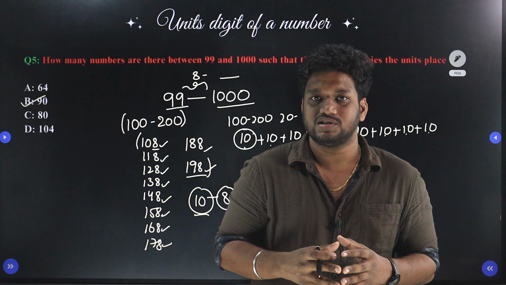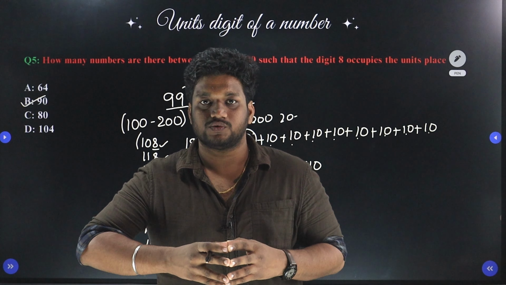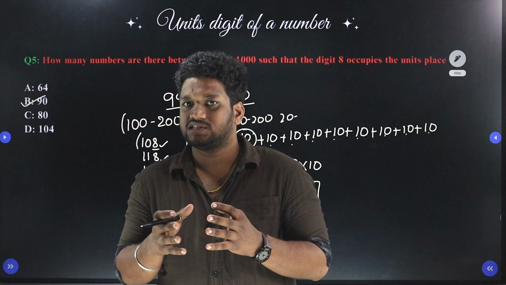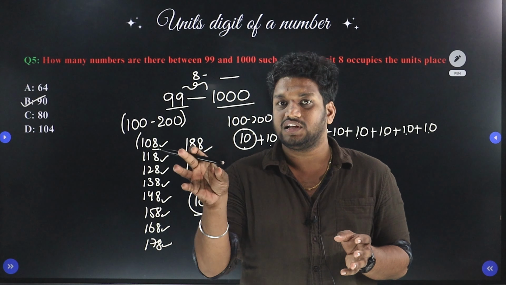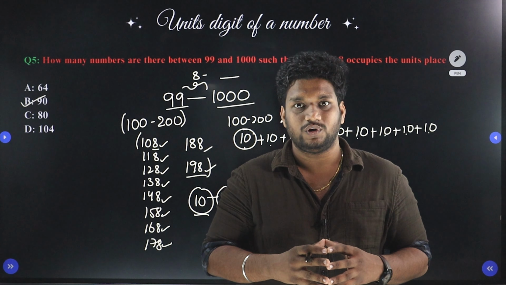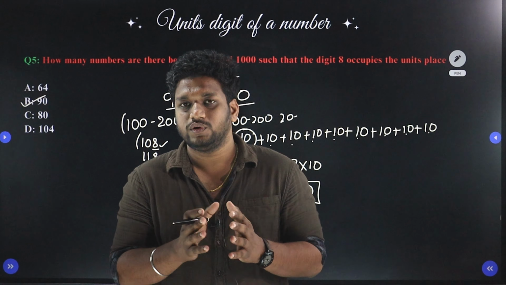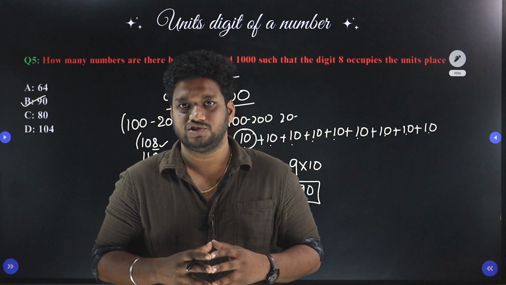So these are the basic questions. Some of these questions have been given in competitive exams as well. So if you can understand these questions, and if you can understand the concept whatever I told yesterday, then you are going to get the complete idea about the units digit of a number.